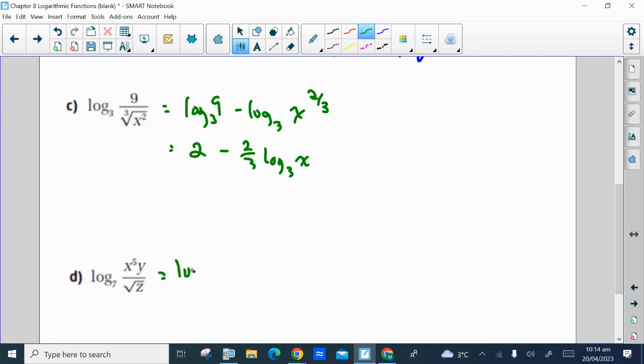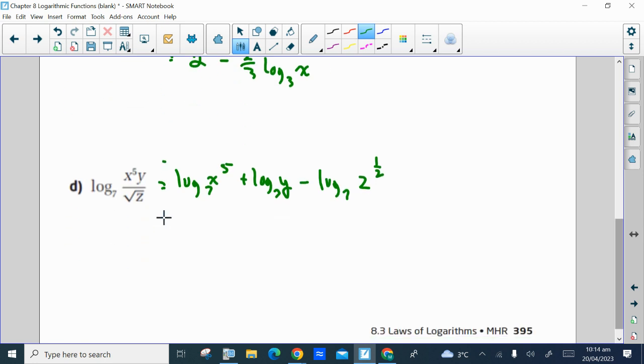Question D. The numerator of the argument is a product, so we'll use the product law. And this is base 7. And the denominator is just the root of z, which is z to the half. And then we have two terms with exponents. They come in front as coefficients.